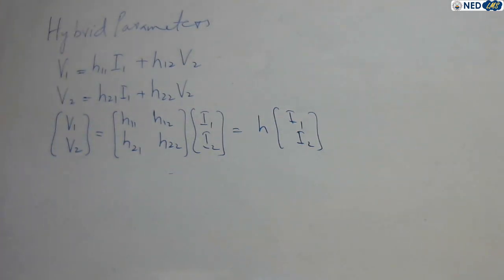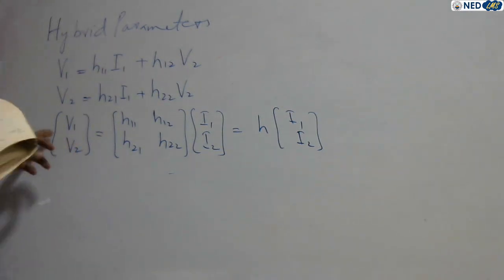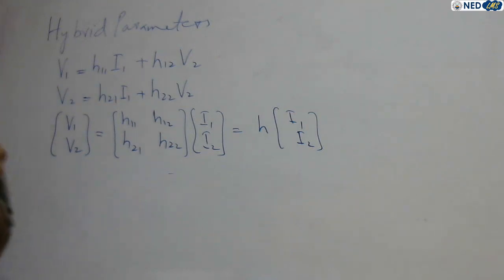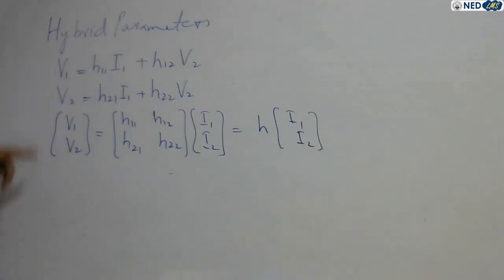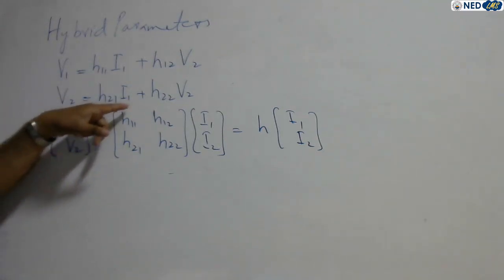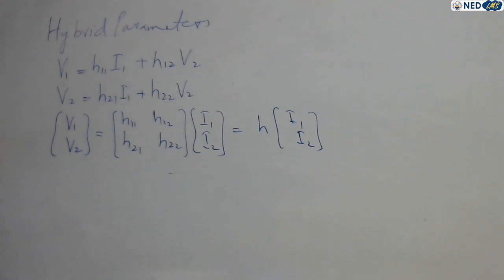The Z and Y parameters of two-port networks do not always exist, so there is a need for developing another set of parameters. This third set of parameters is based on making V1 and I2 the dependent variables, and we may write the hybrid parameters as V1 equals H11 I1 plus H12 V2, and I2 equals H21 I1 plus H22 V2.